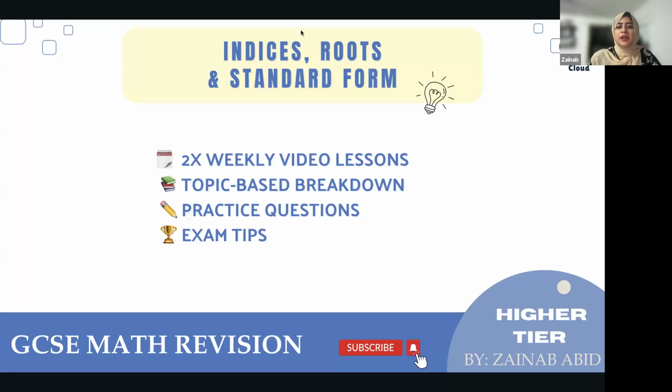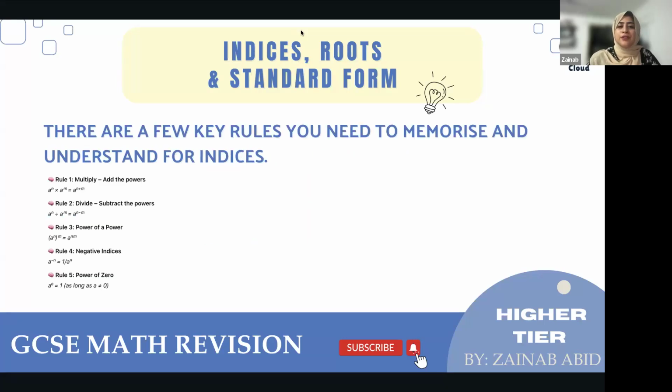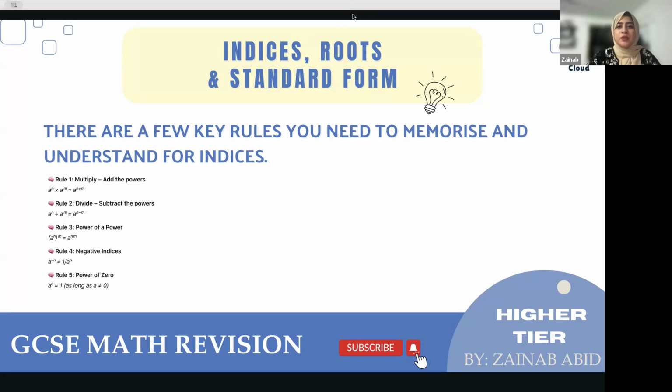Let's start off by looking at a few rules for indices that you will need to memorize and also understand. These are some really basic rules. The first one is that when you are multiplying two indices that have the same base, which is really key here, you add the powers. For example, 2 to the power of 2 times 2 to the power of 3 gives 2 to the power of 5. The bases are the same, so you add the powers.